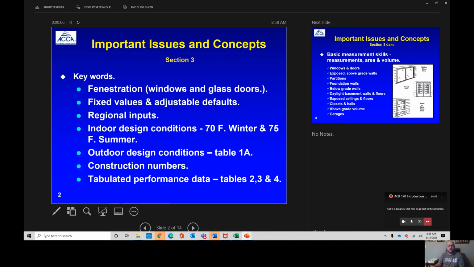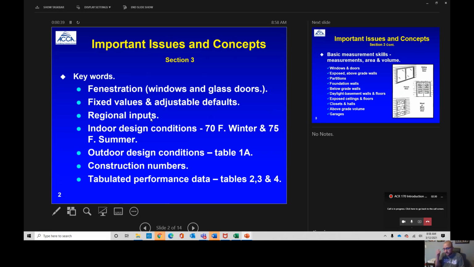All right. So first of all, let's go over some key terms, some things that you may hear in this book or in this lecture that you may not have heard before or may not understand completely. The word fenestration applies to any glass, windows, glass doors, French doors, fixed values, and adjustable defaults. Some of these things are just fixed; they are what they are, and some of these we do have the opportunity to change based on conditions.